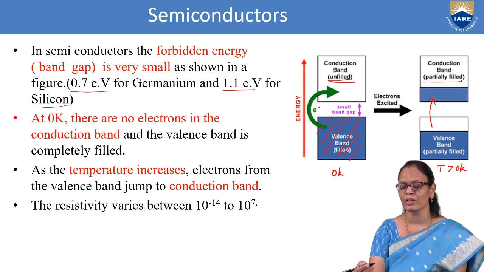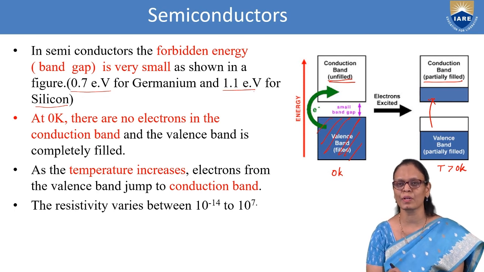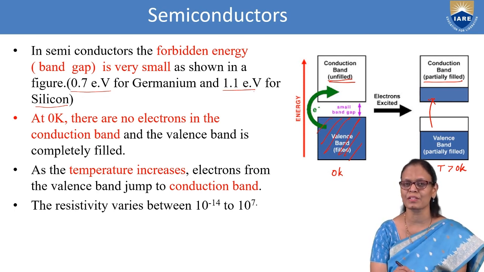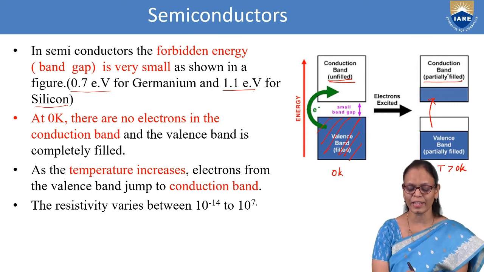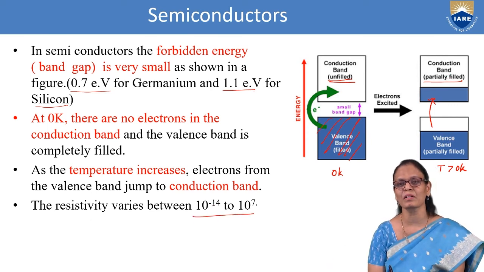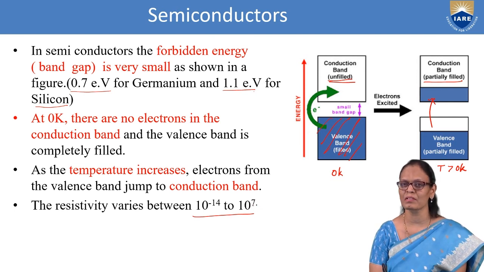At 0 Kelvin, the conduction band is completely empty, means there are no free electrons. No free electrons means no conduction. So they behave like insulators. So we say that semiconductors at 0 Kelvin behave like insulators. But on supplying energy, here by increasing the temperature, some of the electrons move to the conduction band. They become free, they start conducting. And their resistivity varies between 10 power minus 14 to 10 power 7. This is the resistivity in semiconductors.